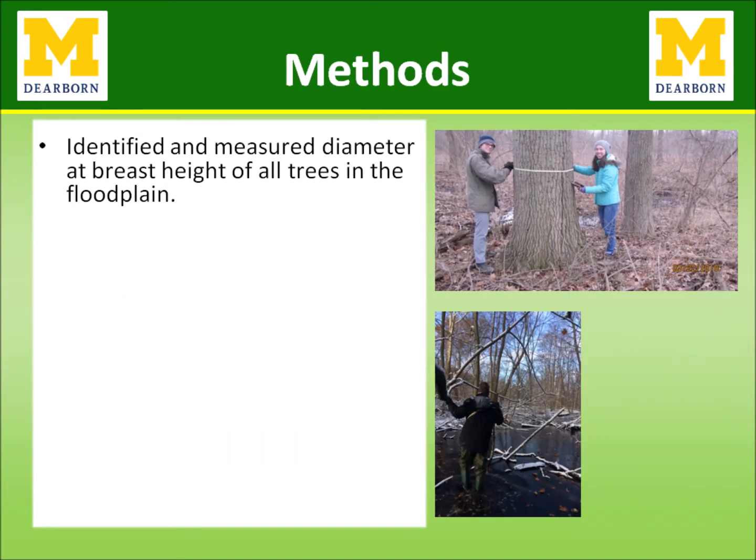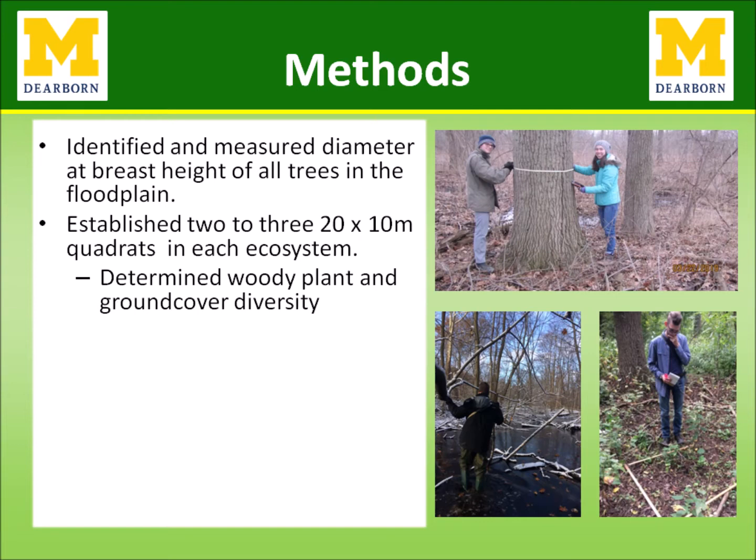Our goal with this study was to identify the composition and distribution of the flora in the area. To do this, we first identified, counted, and measured the diameter at breast height of all mature trees in the floodplain. We then established 2 to 3 20 by 10 meter quadrats or study plots in each ecosystem, identified and counted the woody plants in them, and identified the ground cover diversity from 10 randomly chosen 1 square meter plots.